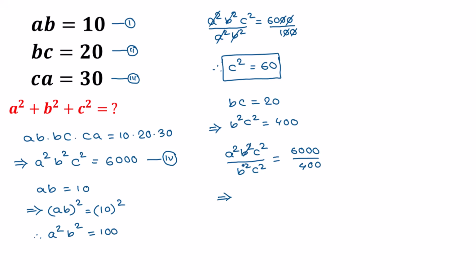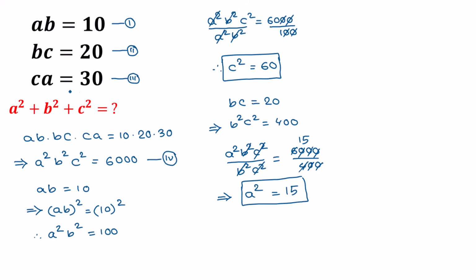or this B square and B square will cancel, C square and C square will cancel, and it will be A square. So the value of A square, this will be this 20 will cancel, and 60 divided by 4, it will be 15. So the value of A square will remain 15. This is the value of A square.